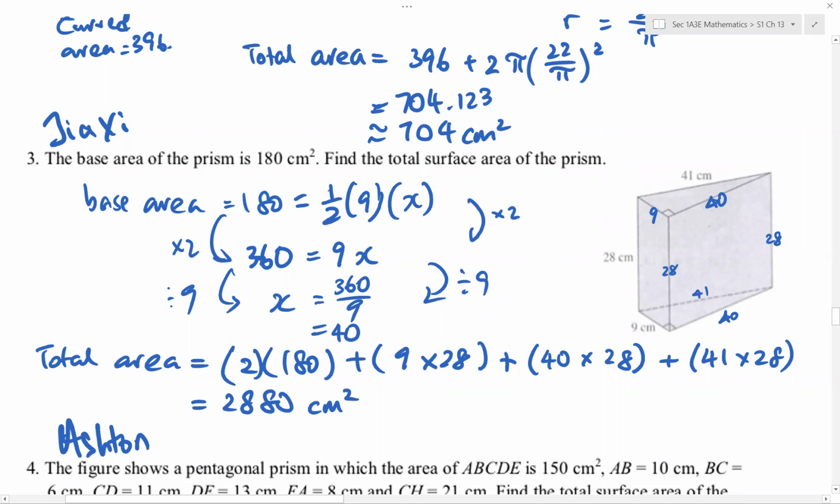$40 plus. You say 9? Oh yeah, okay. 40 plus 9 plus 41. So just, you look, the perimeter: 9 plus 40 plus 41. Perimeter of the base area. Okay, you have something very similar.